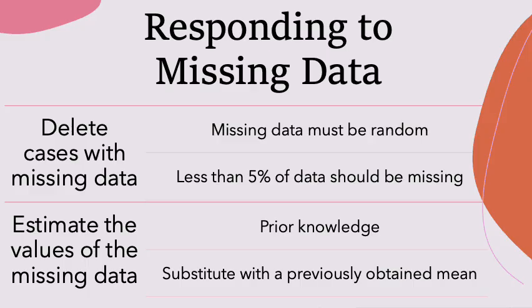The other option would be to use previously obtained sample means in replacement of your missing data. This method, while more time-consuming than using prior knowledge, tends to yield more accurate results because it is based on previous data collection. However, this approach is also not without limits, as it will reduce the variability of your data set, and it is highly unlikely that the previous data that you collected and are replacing the missing data with would be the exact same values as the data that you are missing.